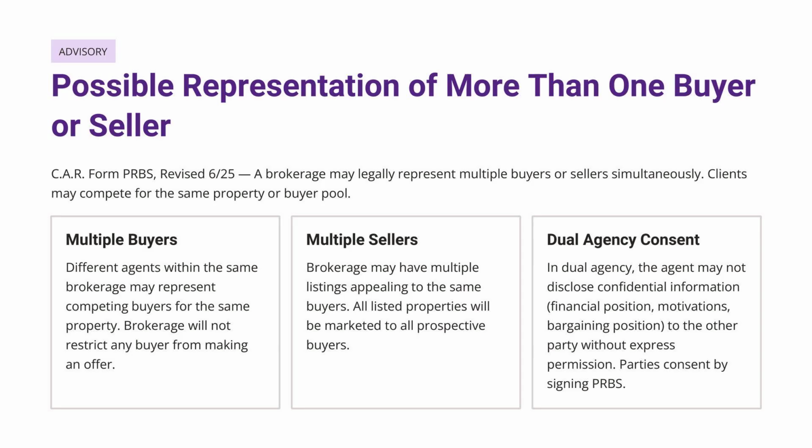The possible representation of more than one buyer or seller advisory clarifies that a brokerage may represent multiple clients simultaneously. This means different agents within the same brokerage could represent competing buyers or multiple sellers. If dual agency occurs, consent is required, and the agent cannot disclose confidential information without permission.